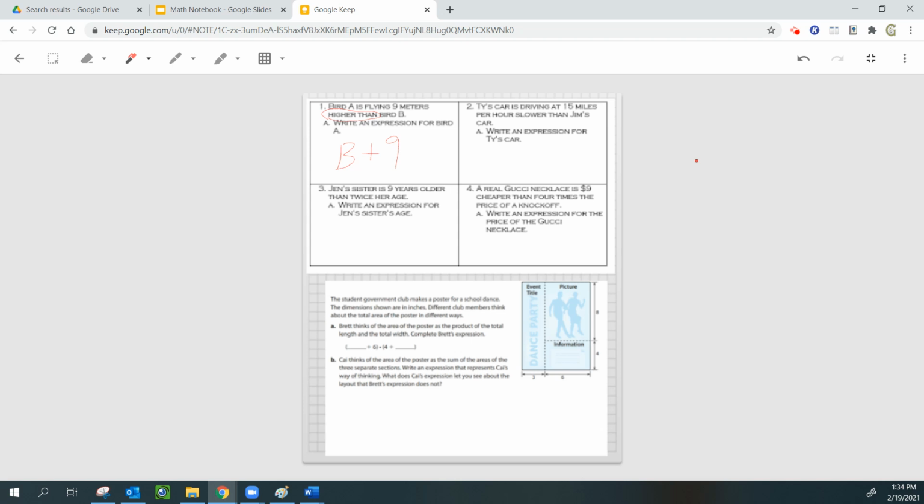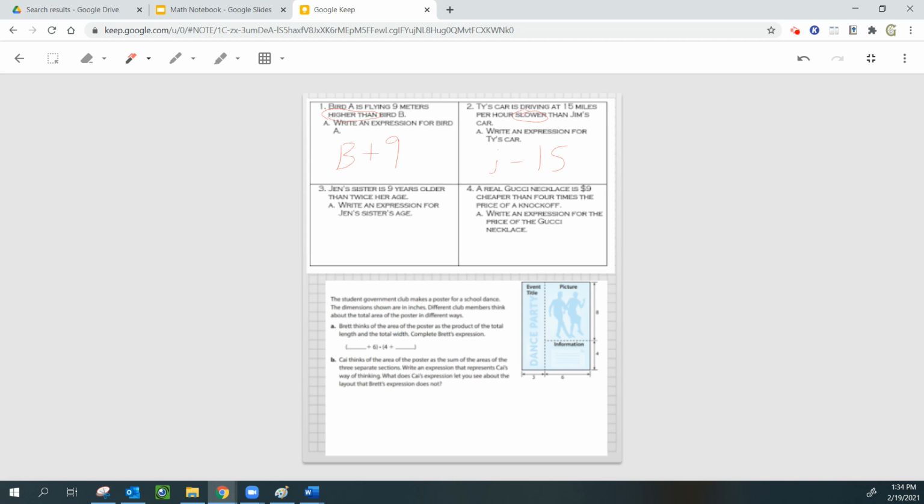If you look at number 2, it says Ty's car is driving at 15 miles per hour slower than Jim's car. So we need an expression for Ty's car. So we also don't know what Jim's car is, so I'll maybe call it a J because, Jim. And it says Ty's car is slower than that. So if you're slower, I have to think about what operation that would be. I want to get less, right, to be slower, so smaller number. So I'm going to subtract, and it said 15. And that's going to be my expression for the second one.